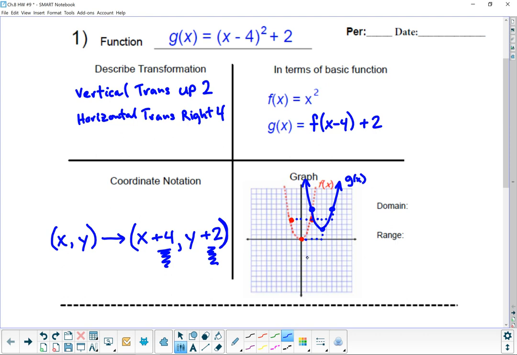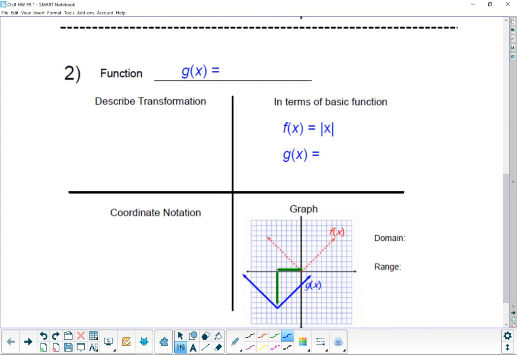The domain is going to keep going as far left and as far right as we can go. So we're going to say the domain is all x's that are greater than negative infinity and less than infinity. And the range: all y's that are less than infinity, since it goes all the way up, and all y's that are greater than or equal to positive 2, because if you look, the lowest it gets to is 2 right here. And it doesn't have an asymptote.